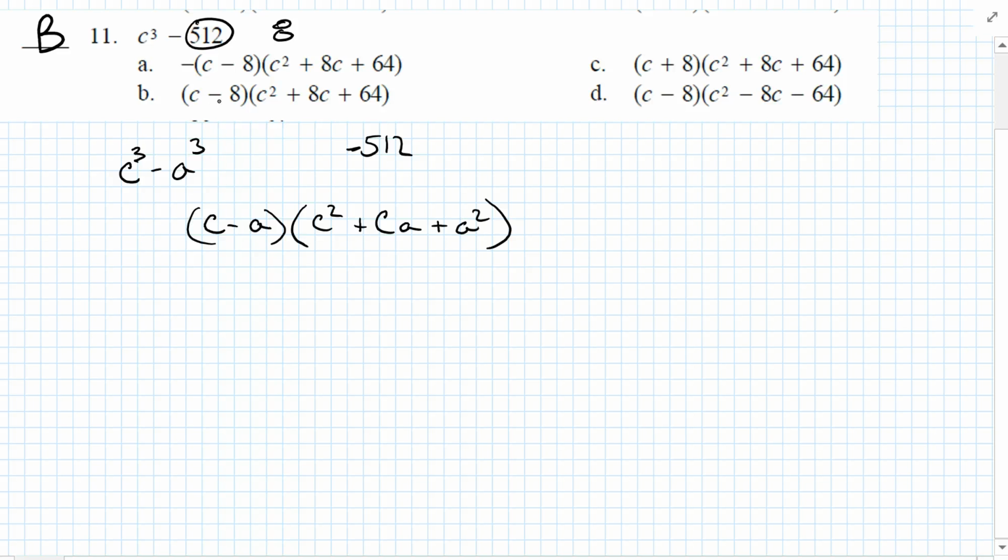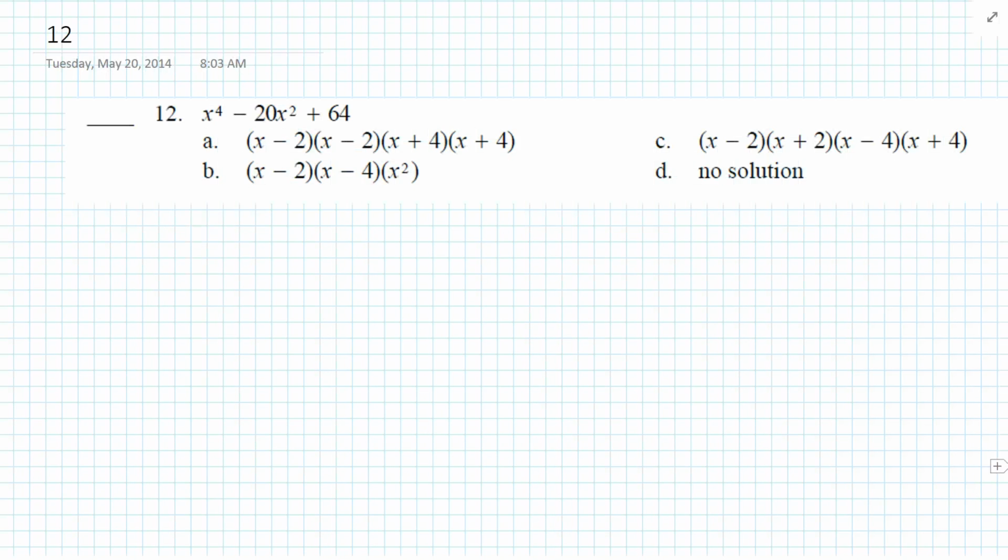Okay, C times 8, C minus 8, C squared plus 8C. Yep. Easy enough. Number 12.